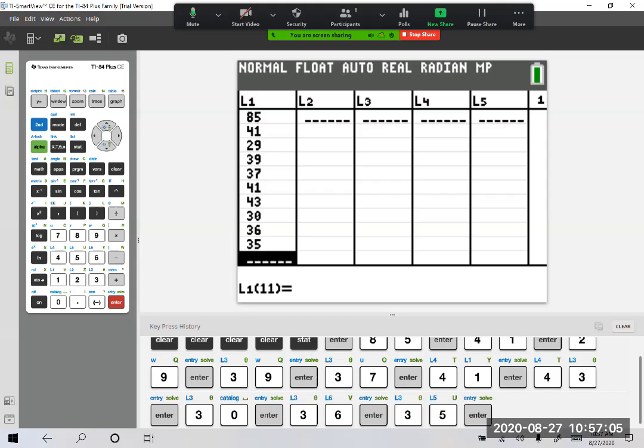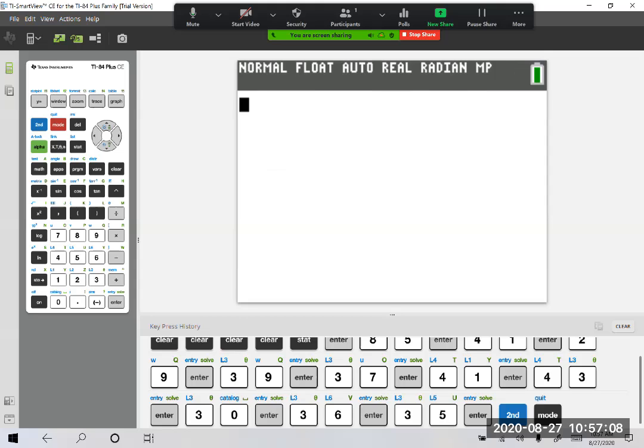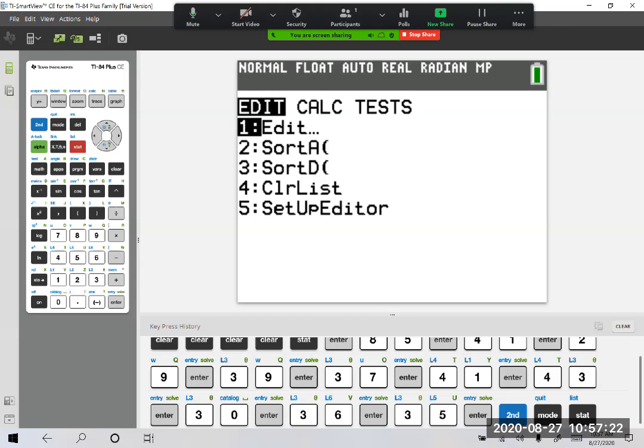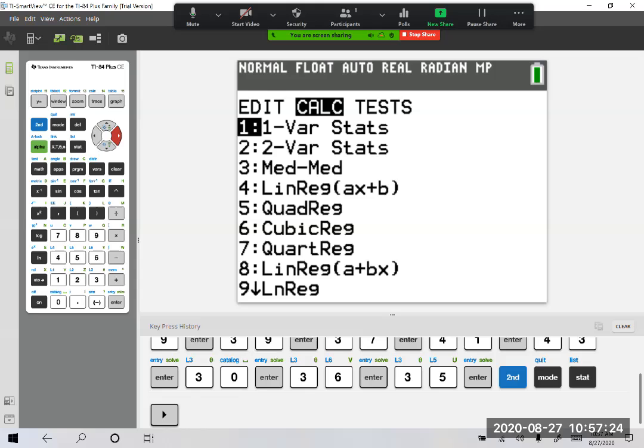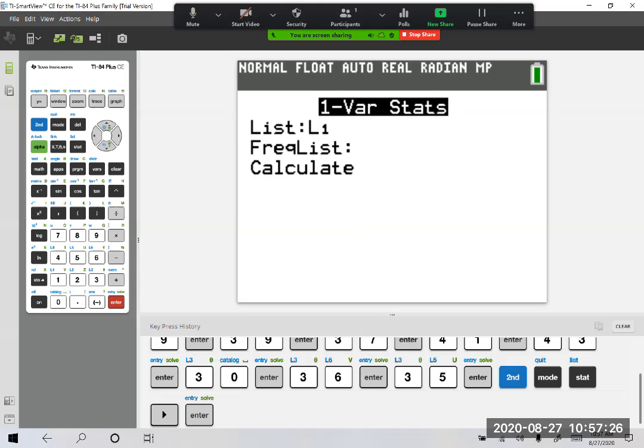Okay, and then you're going to get out of here. You're going to go second quit. So now you have entered in list 1, and notice I didn't put them in order because the calculator knows whatever list you give it, if it's trying to find the mean or median, it knows how to do it. It knows for the median, it has to be in order. So it already knows that. So now I'm going to go back into stat, and I'm going to go into calculate this time, and single variable stats. Use list 1, frequency list.